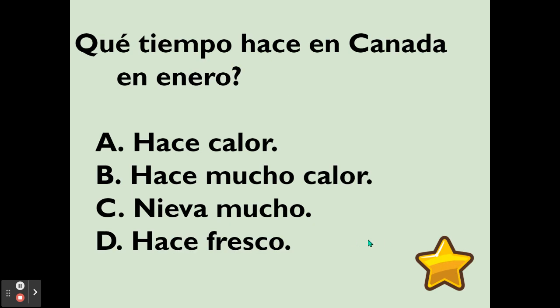And our last question, ¿qué tiempo hace en Canadá en enero? Hace calor, hace mucho calor, nieva mucho, hace fresco. So Canada is north of us, right? So which one is the best weather for Canada en enero?